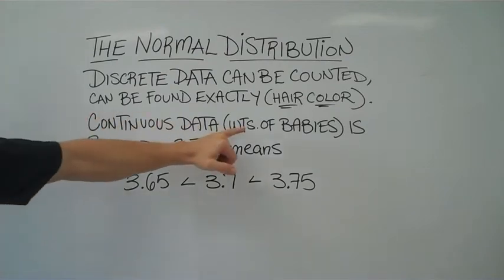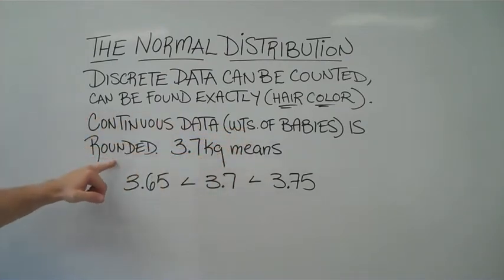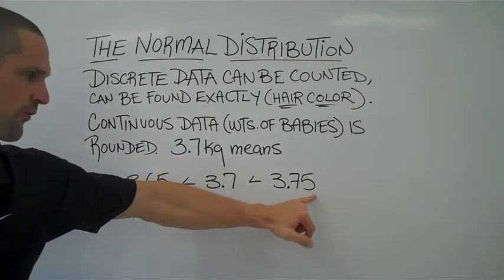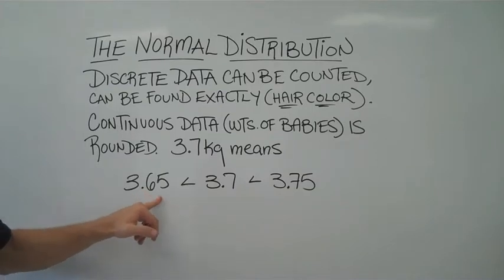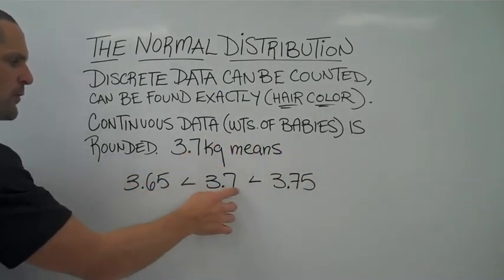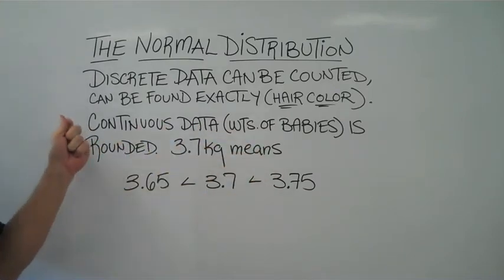Continuous data, for example, the weights of babies or the heights of students in the class, is rounded. 3.7 kilograms means it's somewhere between 3.65 kilograms and 3.75 kilograms. You often see this: go 1 decimal to the right and add 5, go 1 decimal to the right and minus 5, and you're somewhere in there. Our continuous data is rounded.